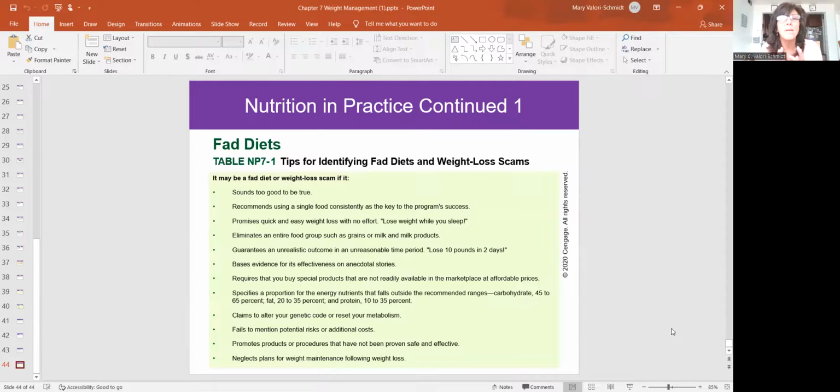We spend billions with a B in this country on weight loss gimmicks and fads. They don't work, yet we keep doing it. And the answers are so simple. All right, that's it for chapter 7.